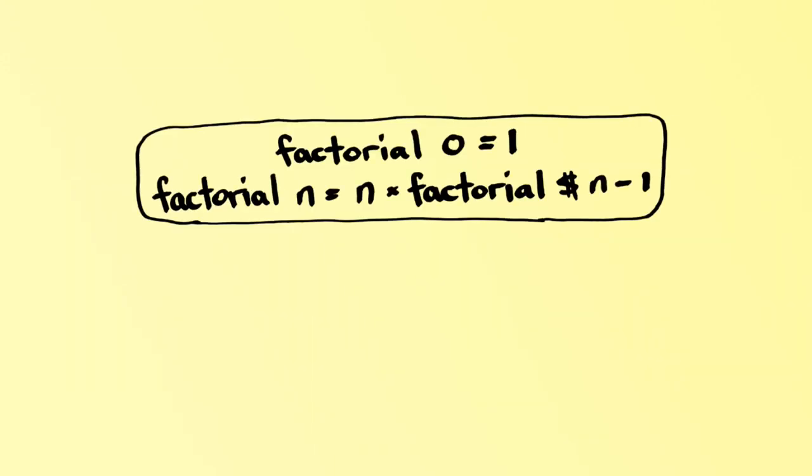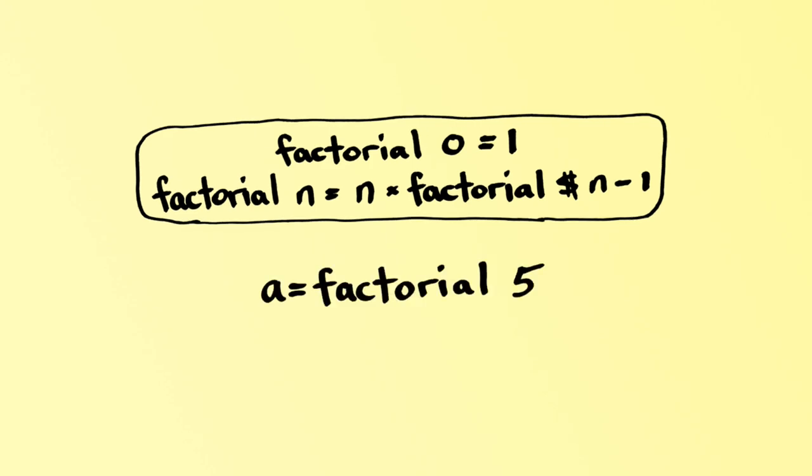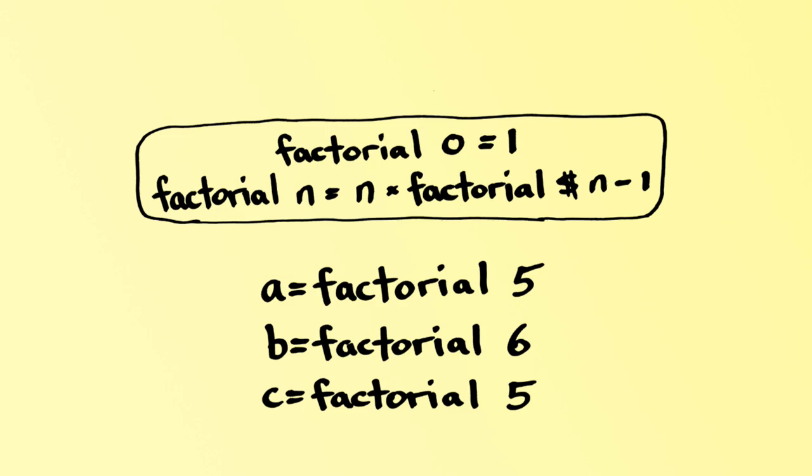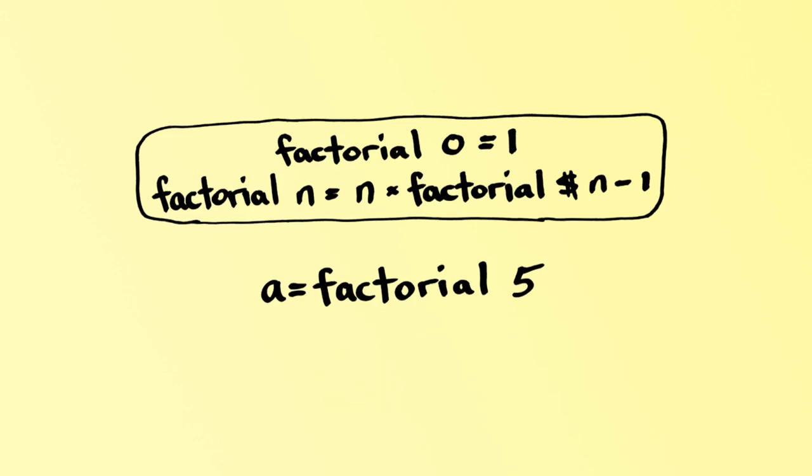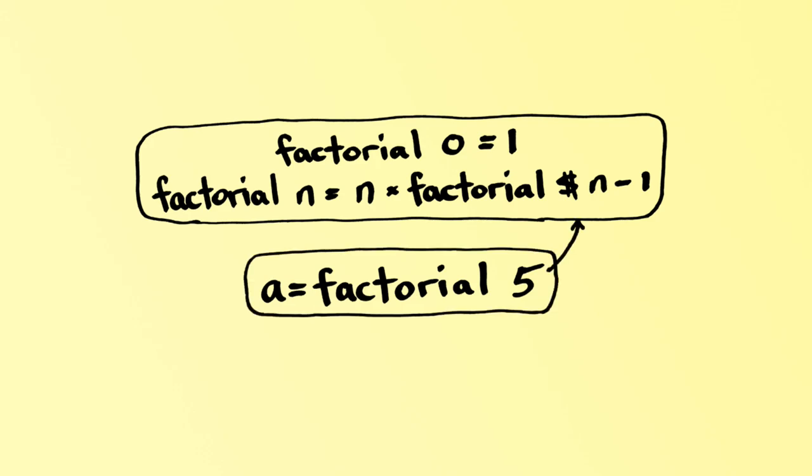If I have a Haskell program that defines factorial this way, and then I have a equals the factorial of 5, b equals the factorial of 6, and c equals the factorial of 5, then I know that a and c will always be equal because they're both outputs of the same function being given the same input. Now when I'm saying input and output, I'm talking about something more limited. This is part of a program giving another part of the same program some input, and then that program giving some other part of the program the output.